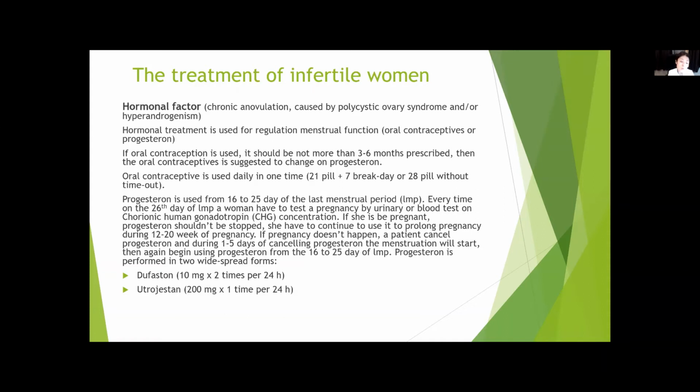Progesterone is available in two widespread forms: Dufaston, 10 milligrams 2 times per 24 hours, and Ultragestan. Dufaston is dydrogesterone, and Ultragestan is natural progesterone, which is used at a concentration of 200 milligrams 1 time per 24 hours, or maybe 100 milligrams 2 times per 24 hours. A woman can use it orally or vaginally. Dufaston can be used only orally.